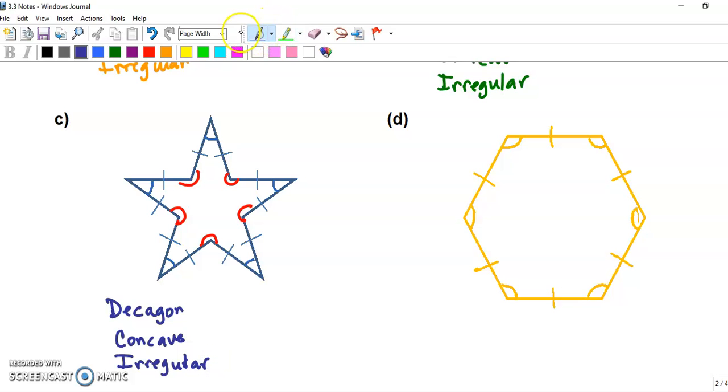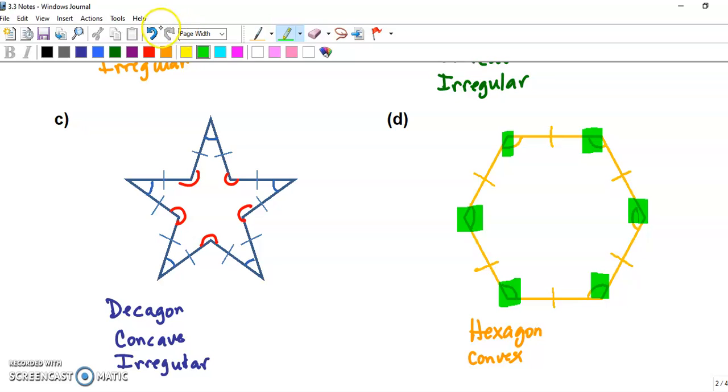So then this one over here, by the markings, it's got 6 sides, so it's a hexagon, and it is convex. There's nowhere where it caves in. But notice all of the angles are marked congruent. All of the sides are marked congruent. Since it's both equiangular and equilateral, it is a regular hexagon.